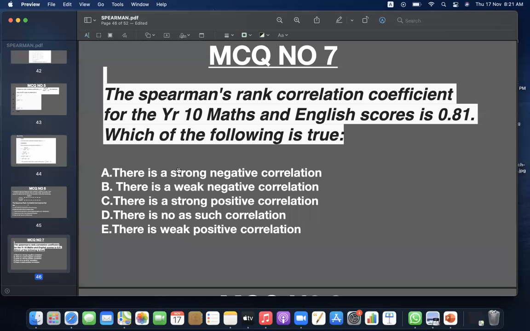A? No, it would be C, as it is 0.81. So there would be strong positive correlation because it's around about 1, because as you go nearer to 1, it would be more positive.